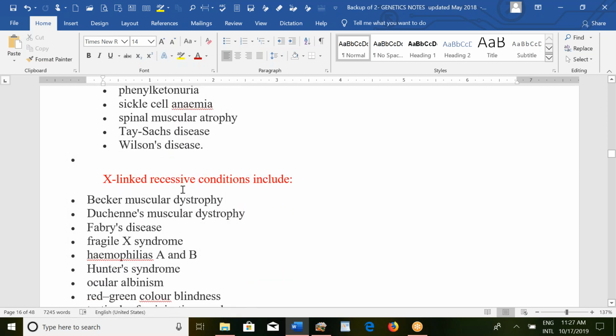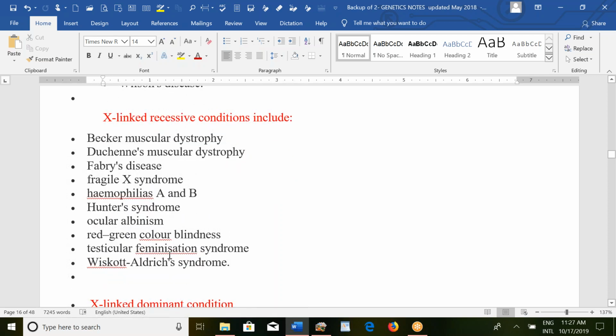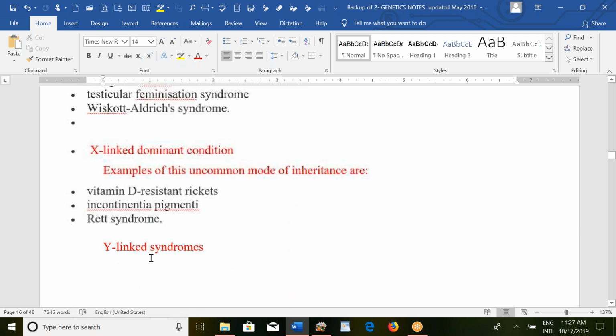Then there are certain X-linked recessive conditions like Becker's muscular dystrophy, Duchenne muscular dystrophy, Fabry disease, Fragile X syndrome, hemophilia A and B, Hunter's syndrome, ocular albinism, red-green color blindness, testicular feminization syndrome, and Lesch-Nyhan syndrome. Then X-linked dominant conditions, which are an uncommon mode of inheritance, like vitamin D resistant rickets, incontinentia pigmenti, and Rett syndrome.